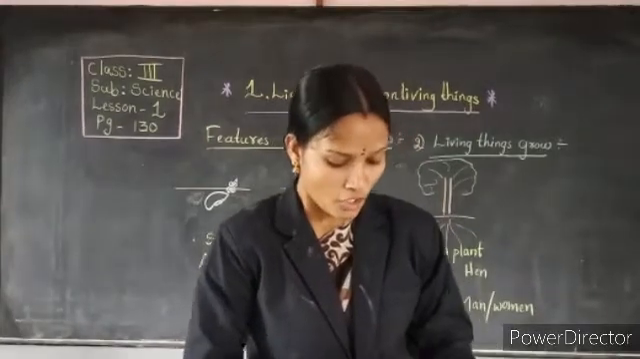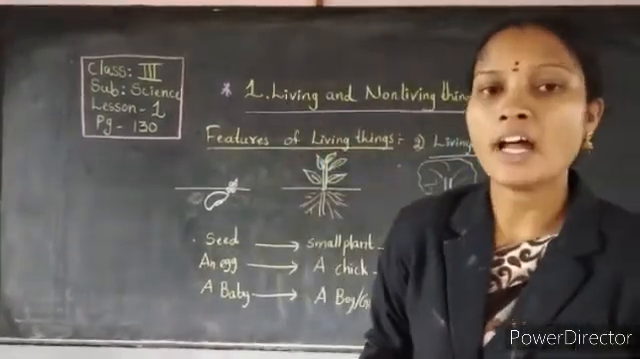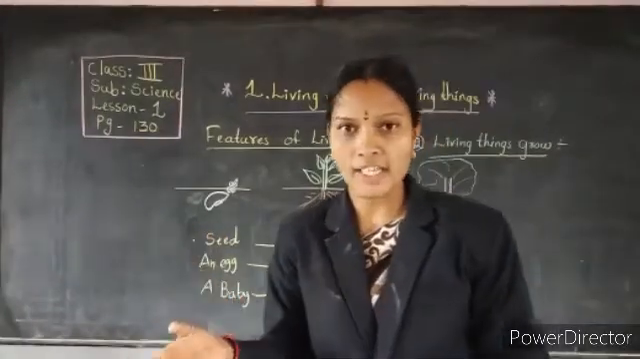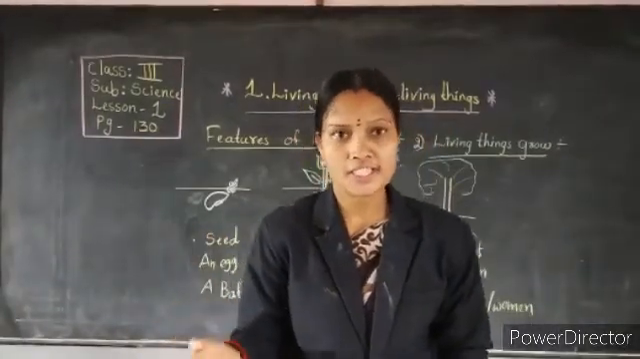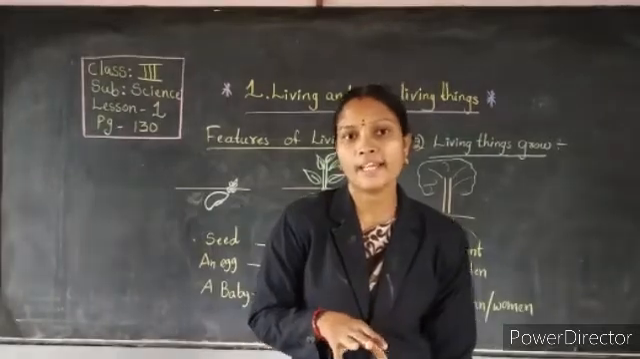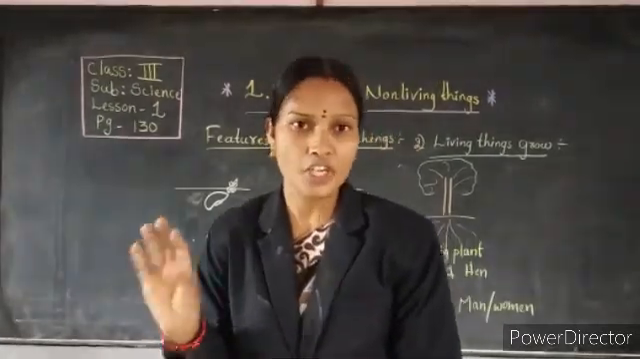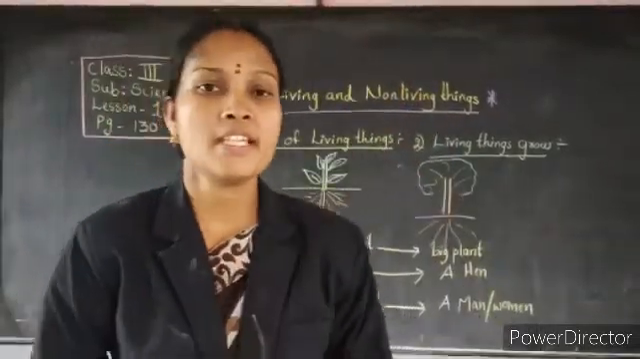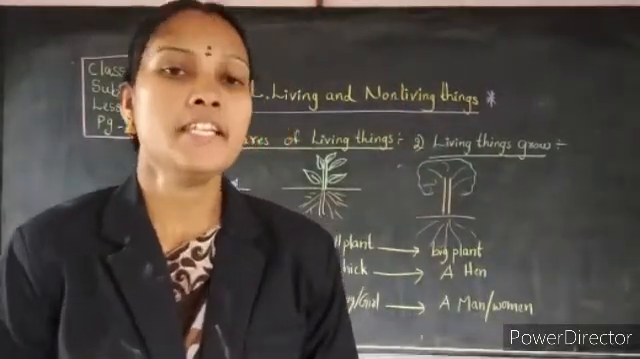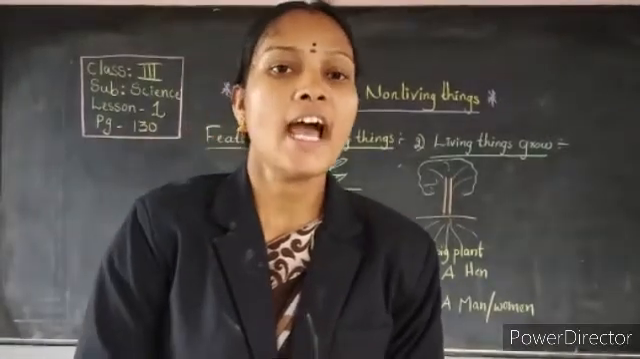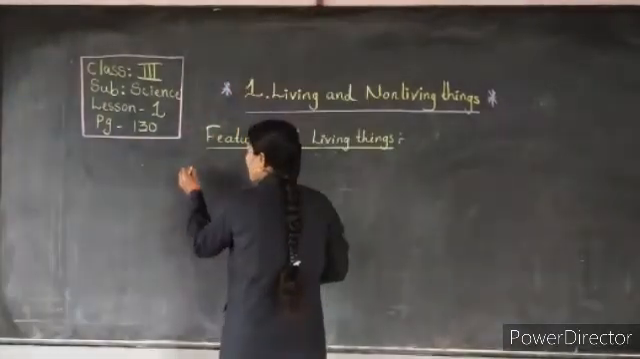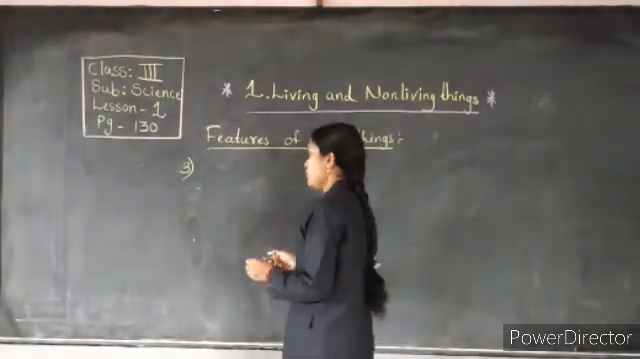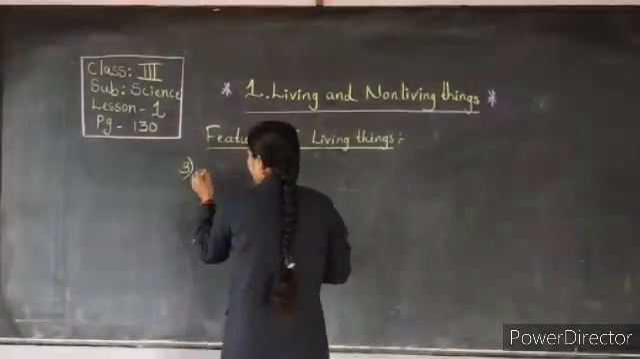All living things grow, but non-living things cannot grow. Like stones, toys, and chairs, they cannot grow. They cannot change their shapes. Understood, students? Next topic is living things need food, water, and air. The third topic is living things need food and water.